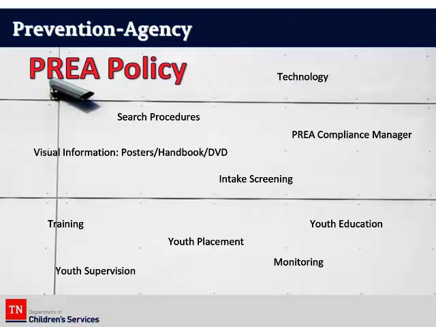As an agency, the department has implemented many prevention strategies. Those prevention strategies include the PREA and zero tolerance policy, technology such as cameras, and updated search procedures. They've hired a statewide PREA coordinator and PREA compliance manager. There's visual information such as posters, handbooks, and DVDs. We have youth education, placement, and supervision at the facilities based off of the PREA standards. The intake screening includes questions on PREA and makes an assessment on victimization. There's training for staff, as well as monitoring through audits and data collection.